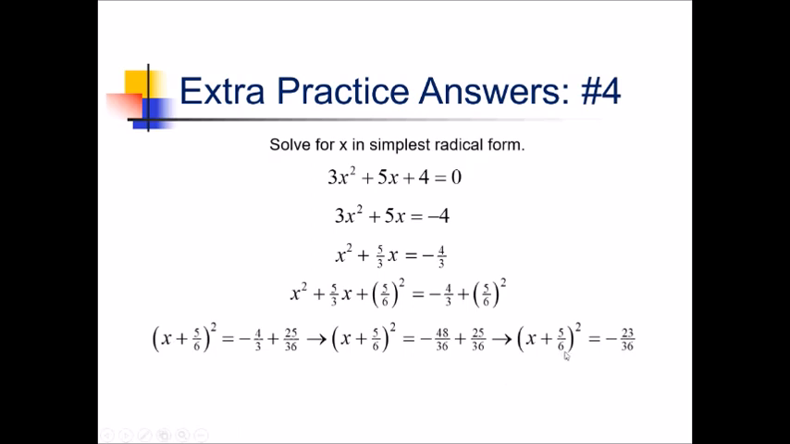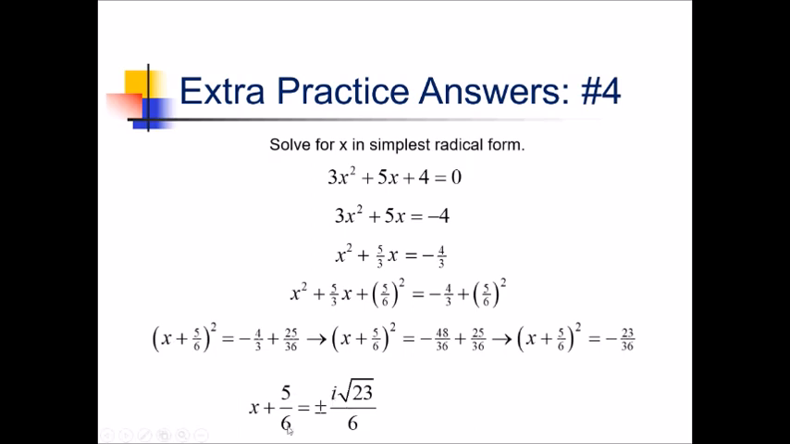So I have x plus 5 over 6 equaling plus or minus, don't forget the plus or minus, i radical 23 over 6. I'm almost done. I still need to isolate x though. I do that by subtracting 5 over 6 to the other side.